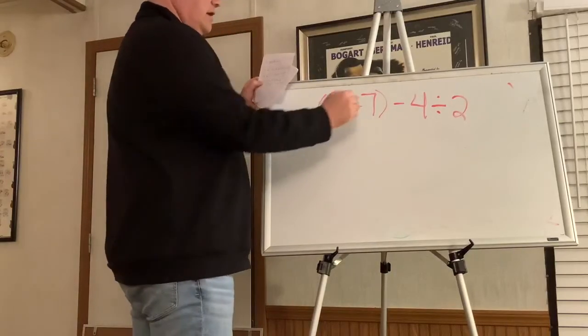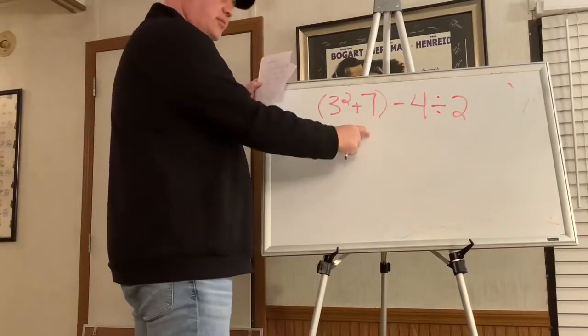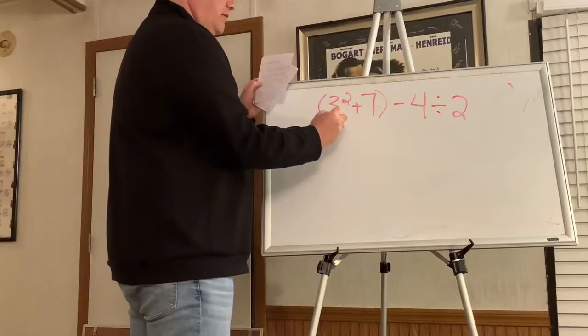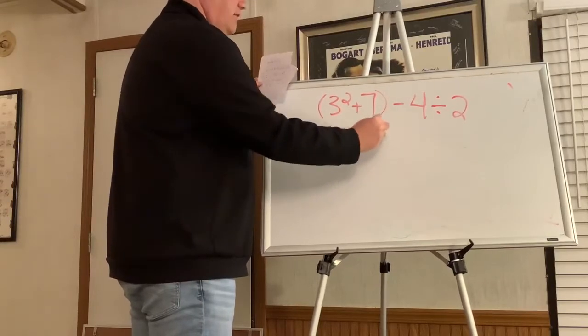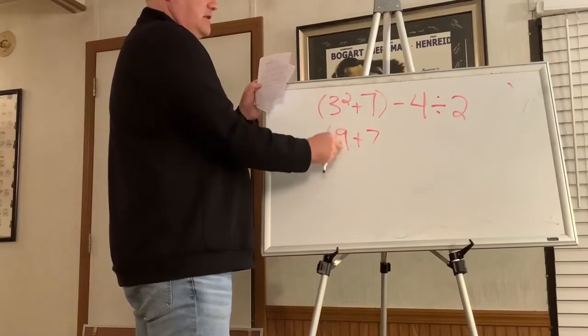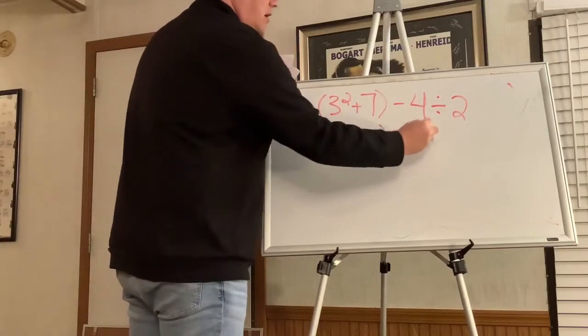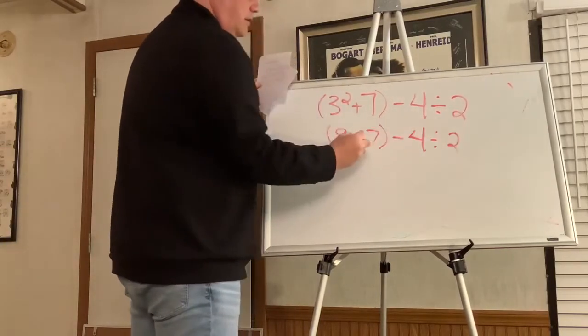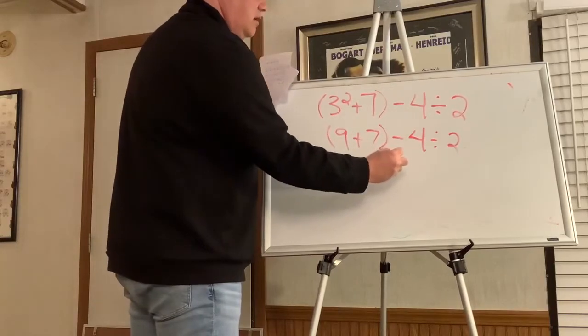Okay, so you've got to do parentheses first, and inside the parentheses, you have to do your exponent first. So 3 times 3 is 9, plus 7. Remember, 3 squared is 3 times itself, which is 9, plus 7. Okay, so you've got to do that first. That's 16.